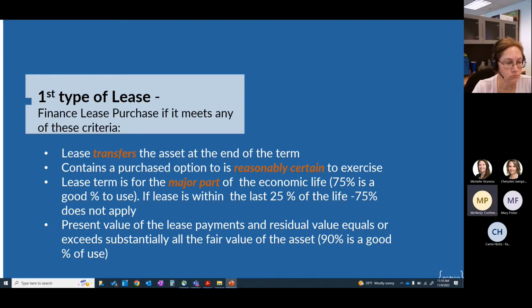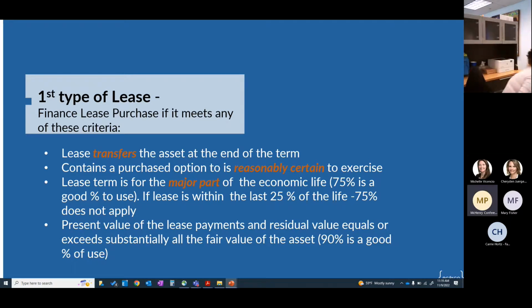There was something in the standard, kind of a caveat, that if you have a lease where either you're getting an old asset or just based on the timing of the asset, when we go ahead and implement the standard, it's already in the last 25% of its life, then this does not apply.